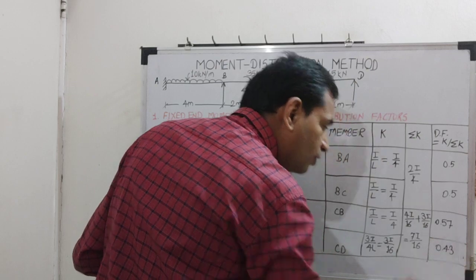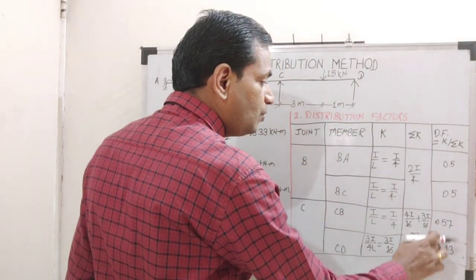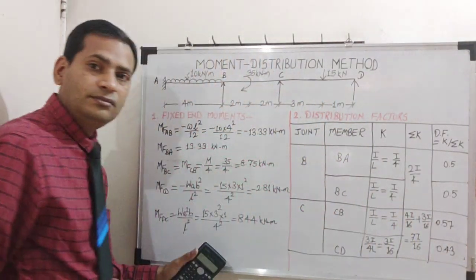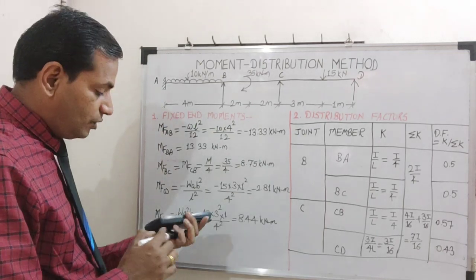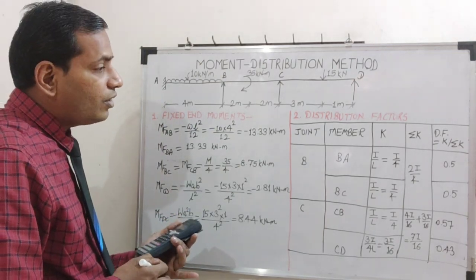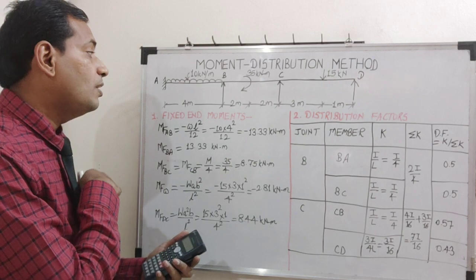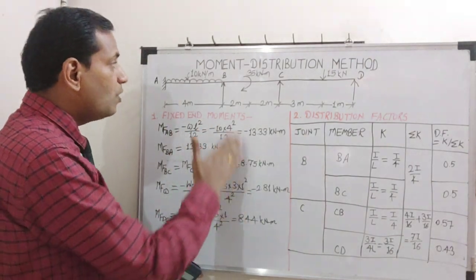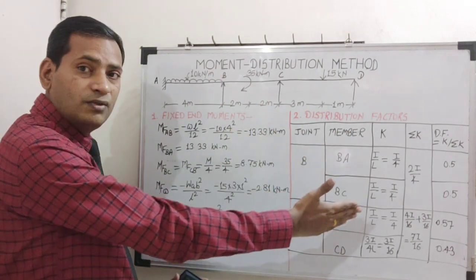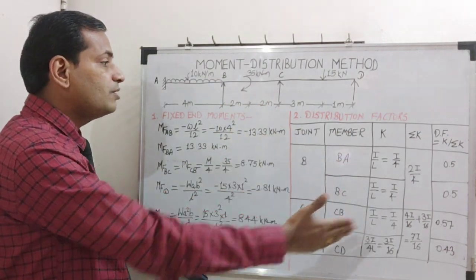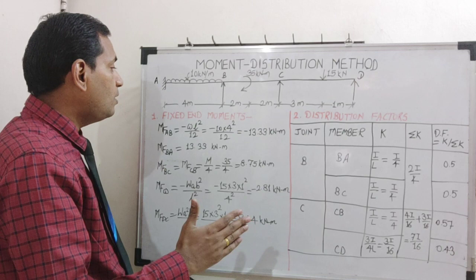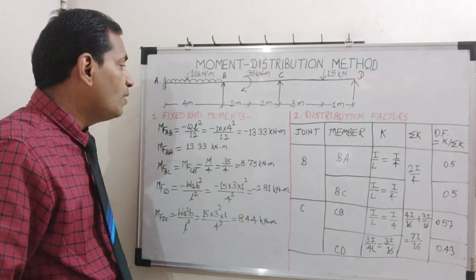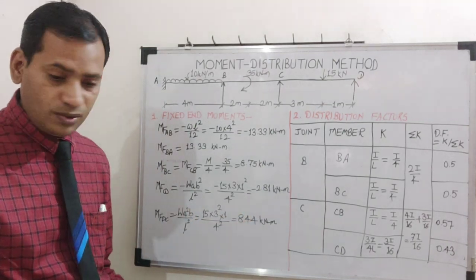So again we have a cross check. The addition of these two values is 1. Okay, the addition of these two is 1. So we have got our distribution factors. Now we will distribute the unbalanced moments on common joints with the help of distribution factors. So we will now go to our third step, moment distribution. Okay, so let us see.